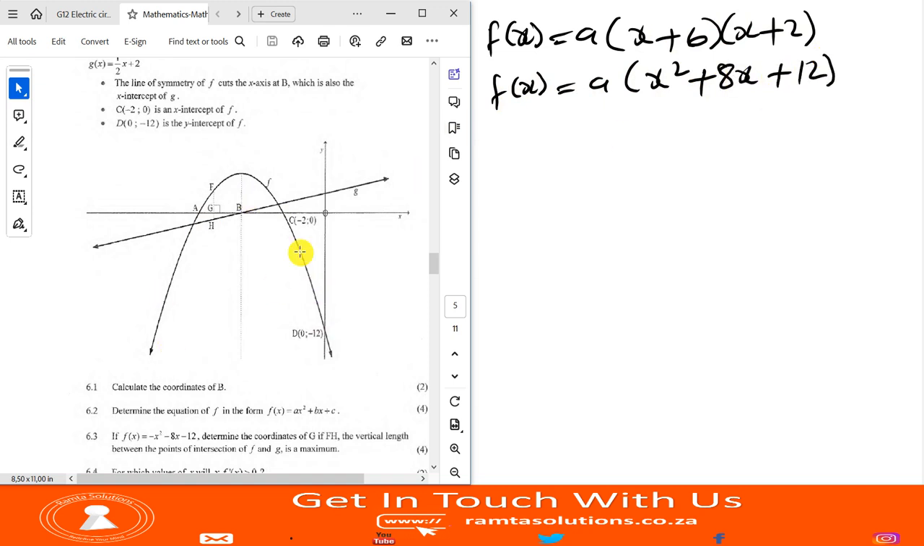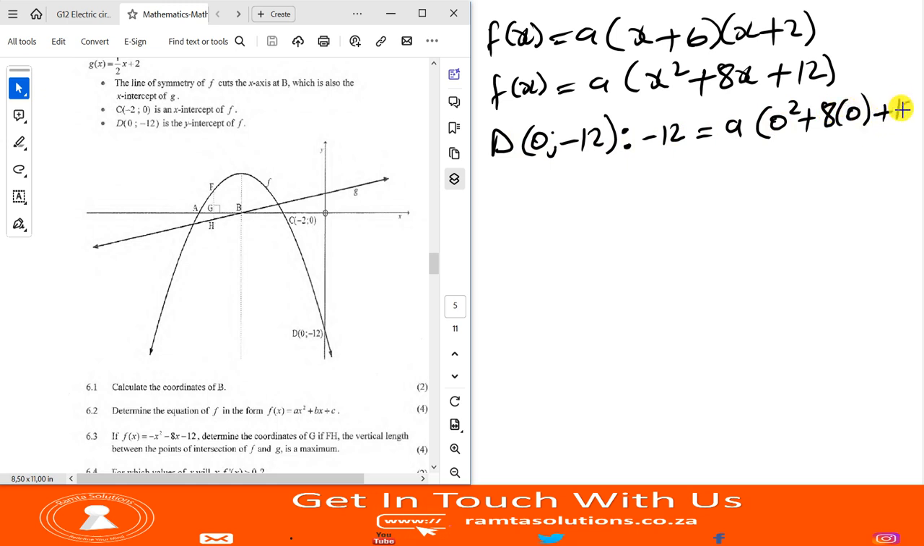We have a point on the graph, which is point D, which is (0, -12). Please don't tell me that it's a discord. All right, I know the singing is not on point, but yeah, -12. So where you put 0, when you put -12? So -12 equals a into 0 squared plus 8 into 0 plus 12.